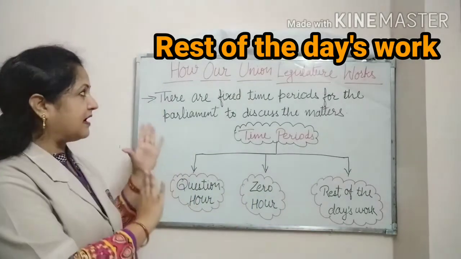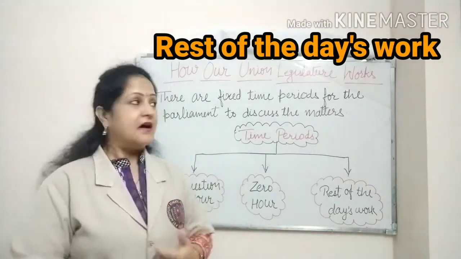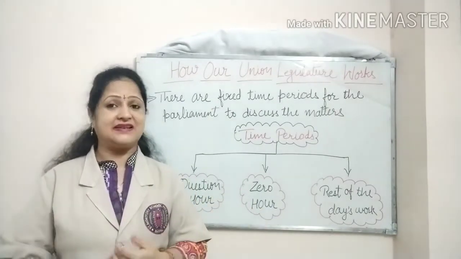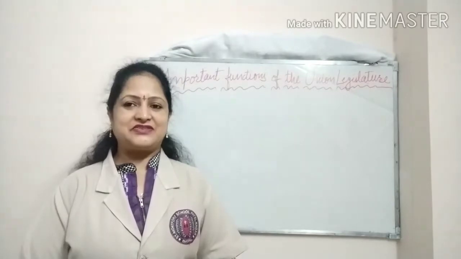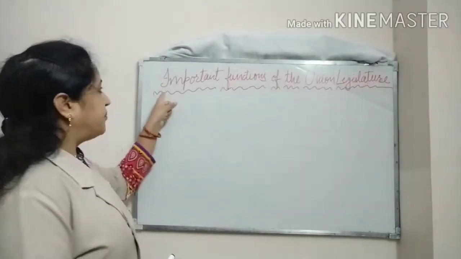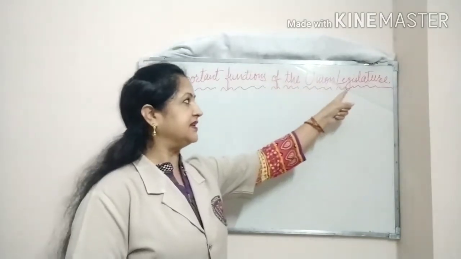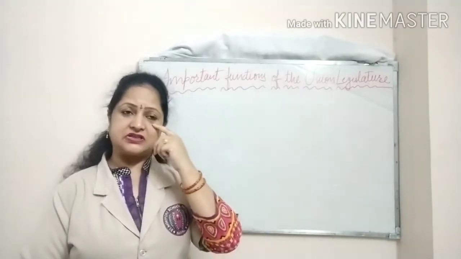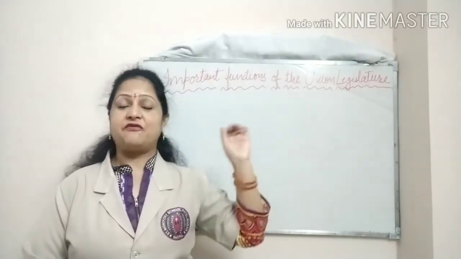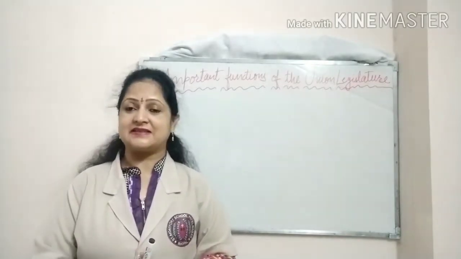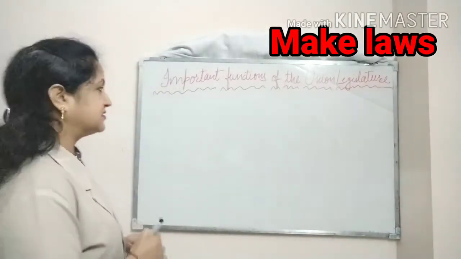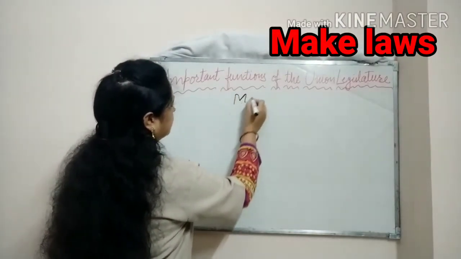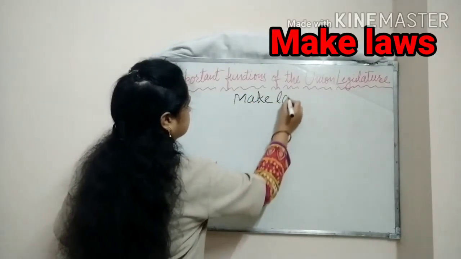So this is the whole of the functioning of the union legislature. So now we will discuss the functions of the union legislature. The next topic here is important functions of the union legislature. So this is our next topic. So in important functions of the union legislature, the first important function of the union legislature is to make laws. So this is the first function of the union legislature, make laws.